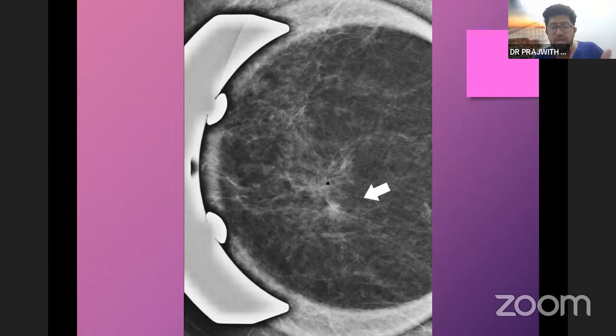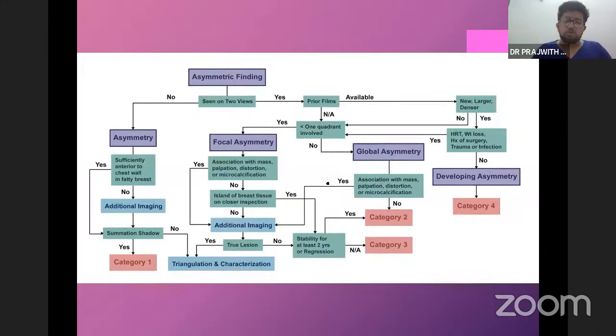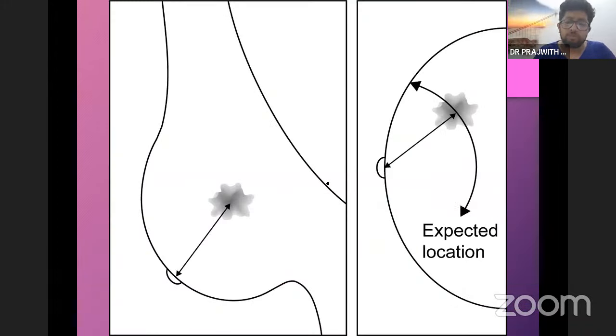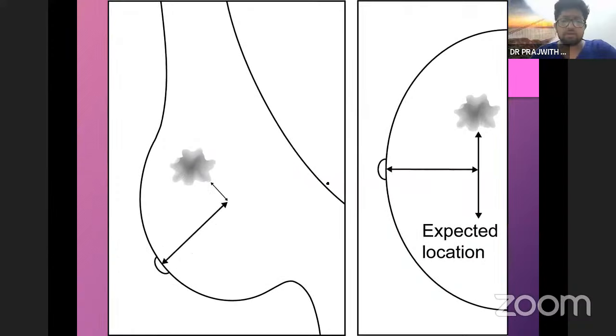So this magnified and compressed view, specifically compression, helps a lot, because most of the asymmetry is because of the fibroglandular tissue overlapping with each other. Now, when I compress it too much, the fibroglandular tissue will separate from each other. Whatever was looking obvious like a lesion will now disappear. That's how we take help of this compression to identify whether it is an actual lesion or not.